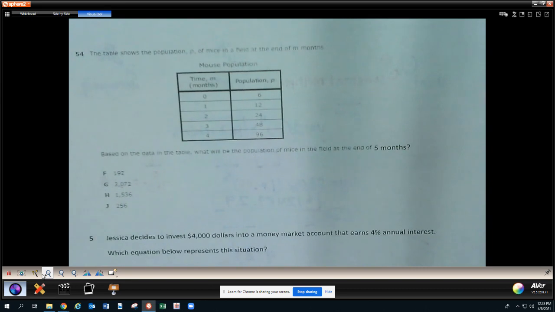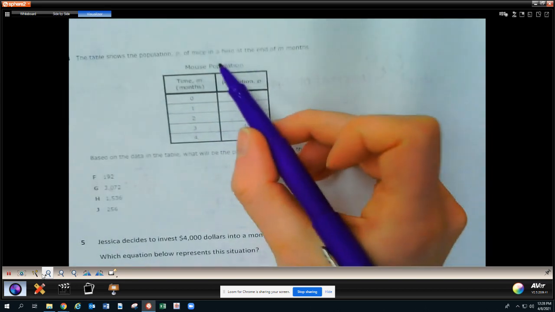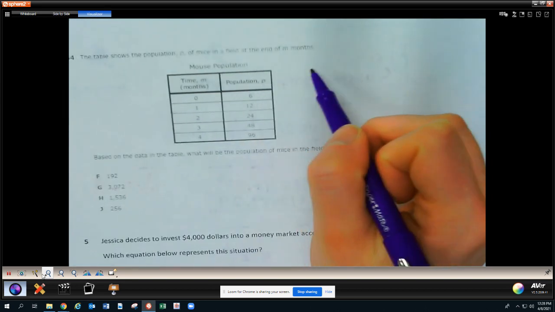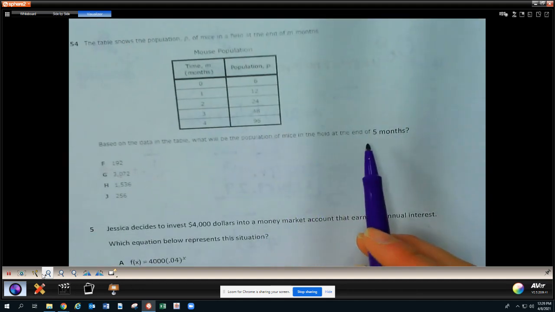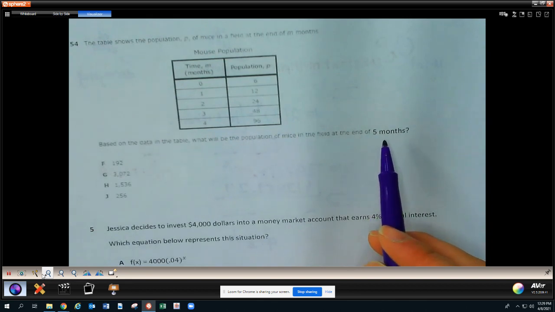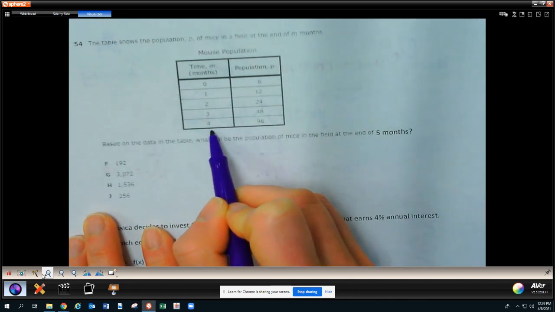The table shows the population P of mice in a field at the end of M months. Okay, so M is months, P is the population. Based on the data in the table, what will the population of mice be at the end of 5 months? Okay, and so 5 would be the very next value in the table. And so let's see if we can find a pattern.